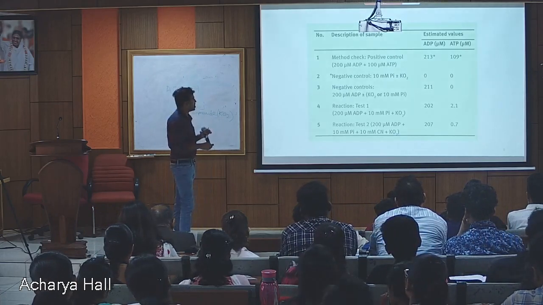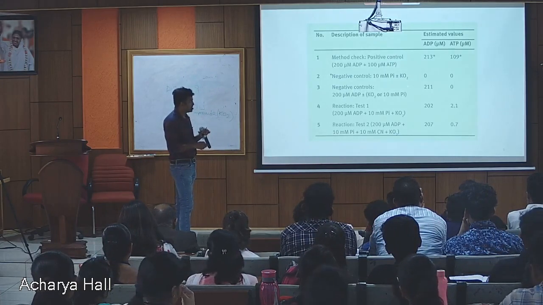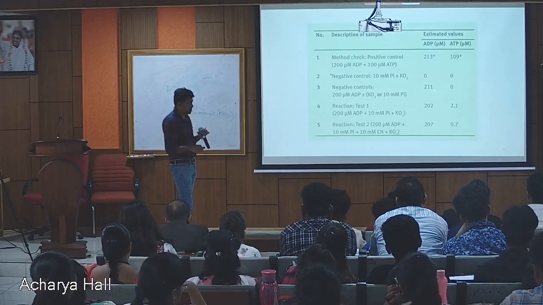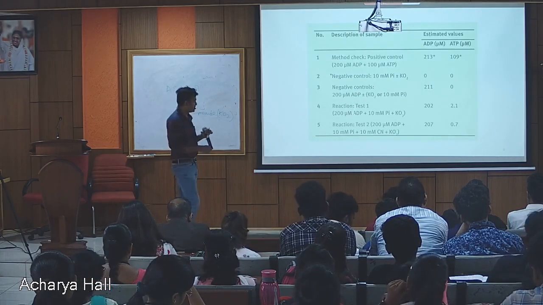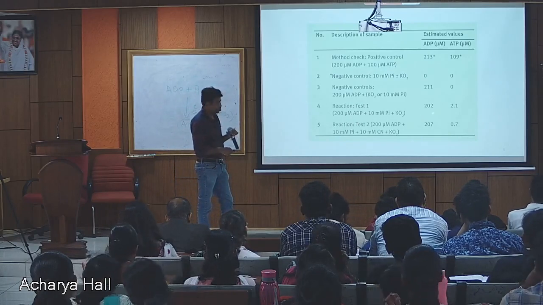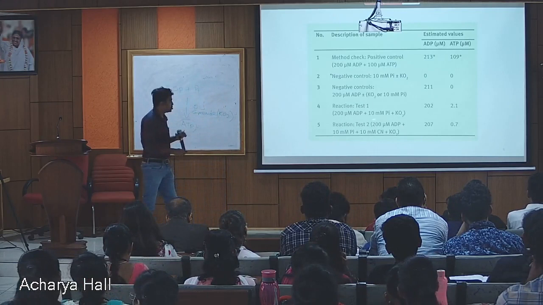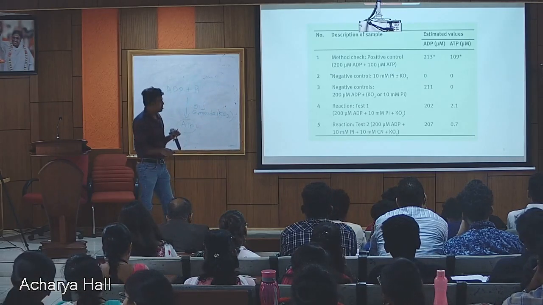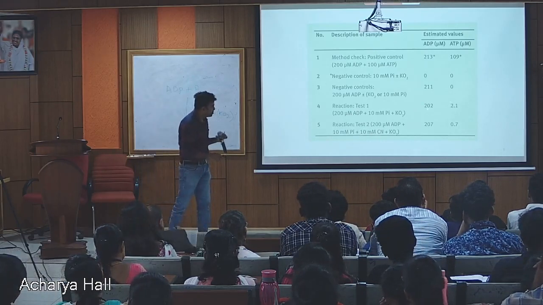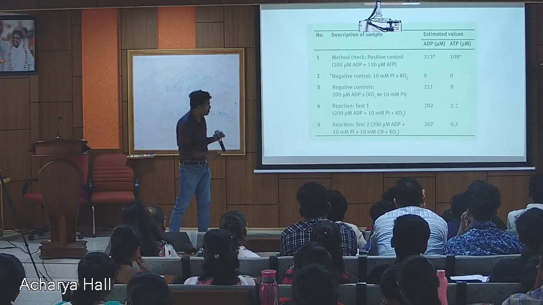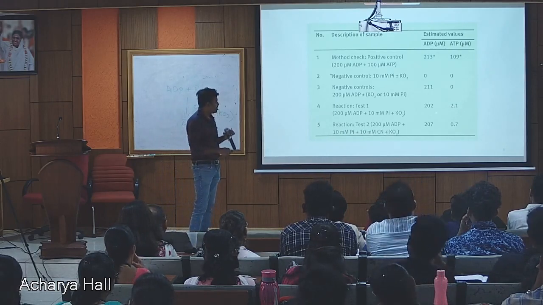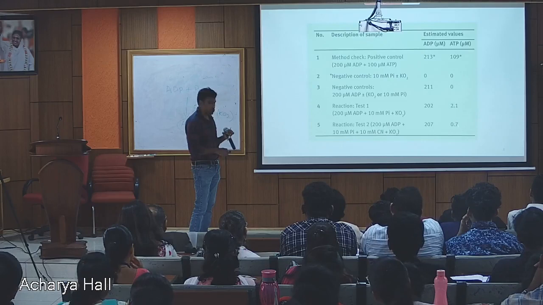Negative control, here we have added only phosphate and superoxide. Here intensity was not there. Another negative control was only ADP 200. Here we were getting 211. Test 1 is 200 micromole of ADP plus phosphate. Here we have got 202. Here superoxide has produced ATP, and the fifth one was with cyanide. ADP was 202, and 2.1 was the ATP. In that fifth one, when we add the cyanide, the ATP level was reduced from 2.1 to 0.7.